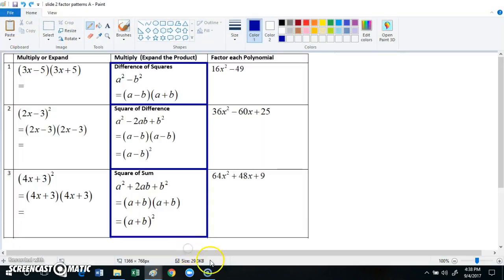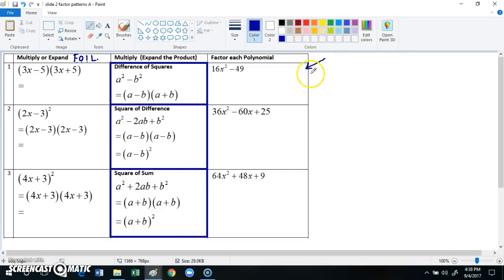So the first thing we're going to look at, I'm not going to do all these for you, but I want you to maybe pause the video and take a look and see what's happening here. In the left-hand column, we have 2 factors that I want you to multiply or expand. When I say that, I mean do the FOIL process: first, outer, inner, last, to expand and get a polynomial in standard form.